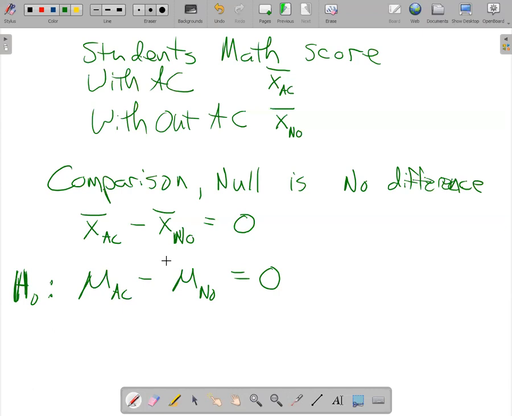Sometimes, to make this a little less to write, I just want to look at the difference in those means. So I might say mu diff is 0 is another way to state that. Is the difference in their mean 0 or not?